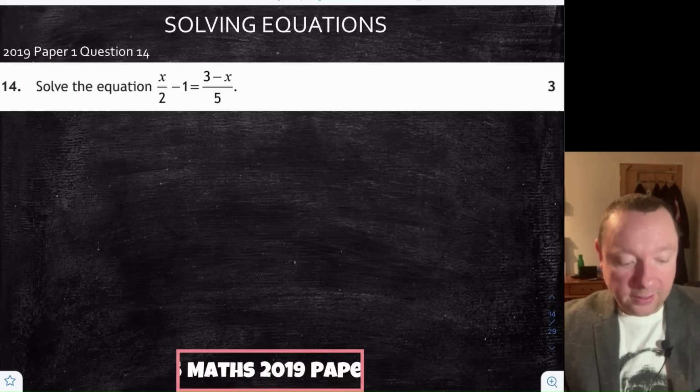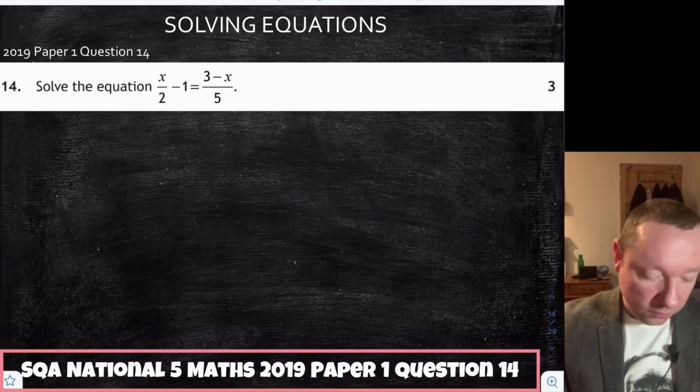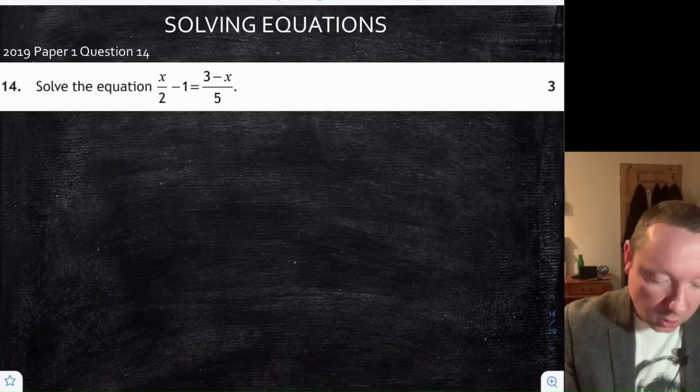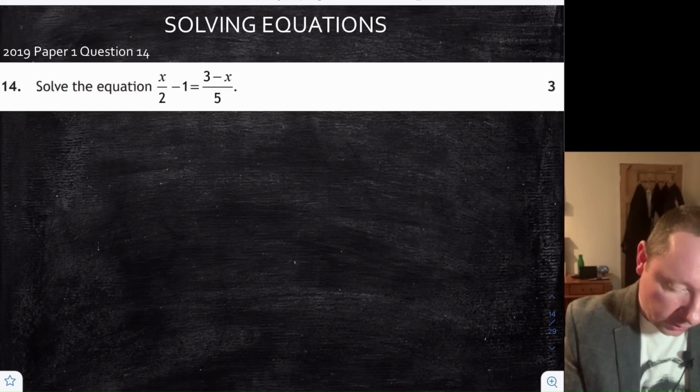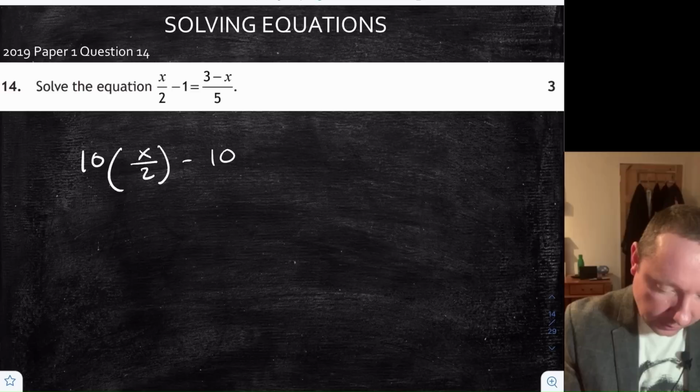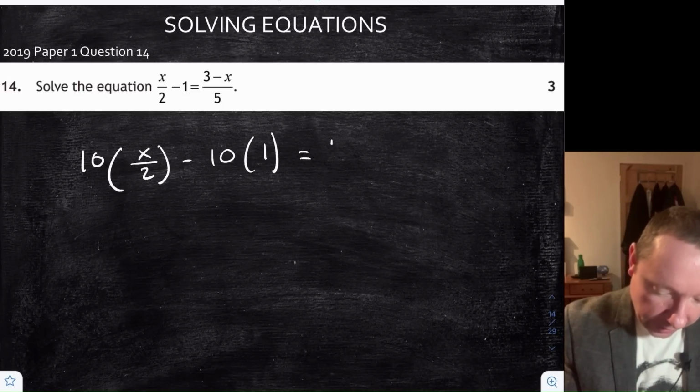National 5 Maths 2019, paper 1, question 14. Solve this equation. So again, the lowest common multiple between 2 and 5 is 10. So if I times everything by 10, I'll be good to go. So I've got 10 times x over 2 minus 10 times 1 equals 10 times 3 minus x over 5.